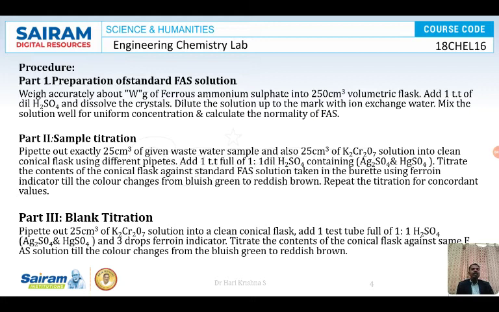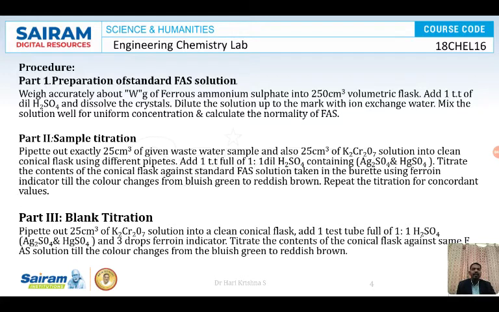In order to keep silver as silver sulfate itself, we are going to add mercuric sulfate. Before silver attacks chloride, mercury attacks chloride and forms mercurous chloride, and silver remains as silver sulfate. We are going to put 25 ml of wastewater into the conical flask, and we are going to add 25 ml of dichromate.